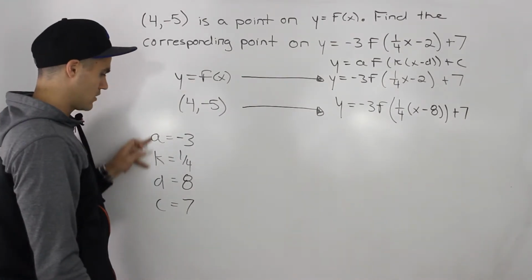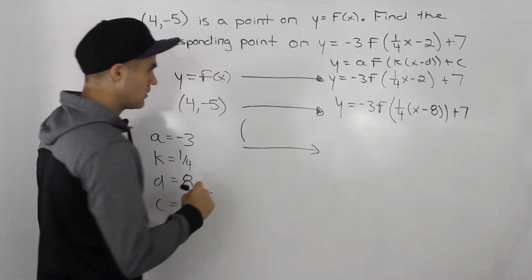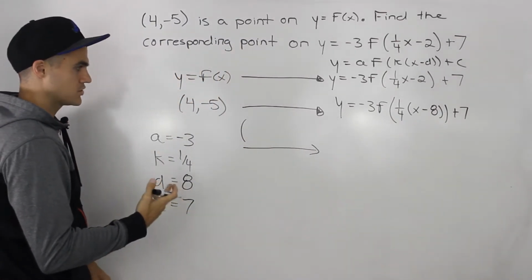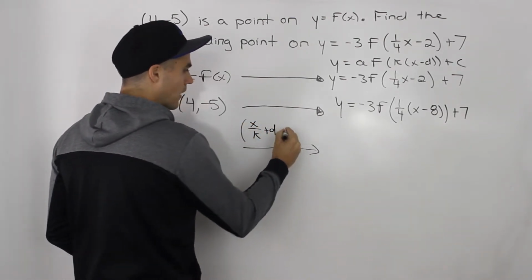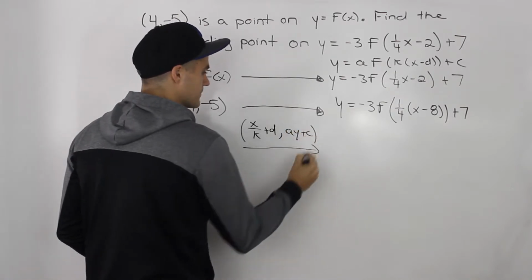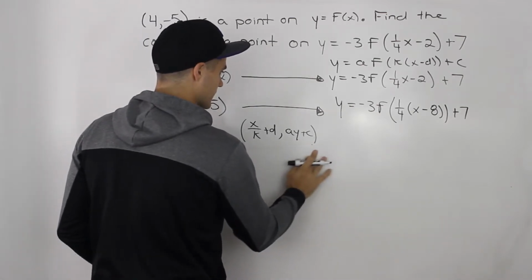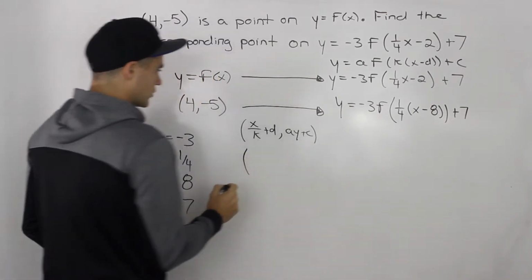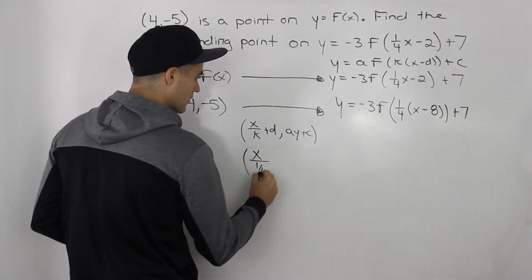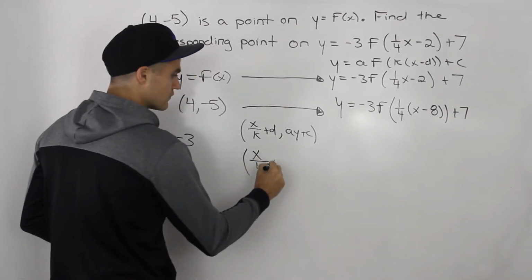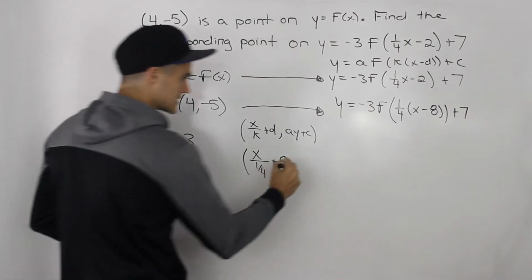And now that we have all of our transformation values, we can put them into that general formula. So we know the x value is going to be transformed by the formula x over k plus d, and then the y values are going to be ay plus c. So let me just erase this arrow here. Let's get a little more specific. We're going to have x over k, well the k value is 1 over 4, plus the d value of 8. And then ay plus c, -3y plus 7.